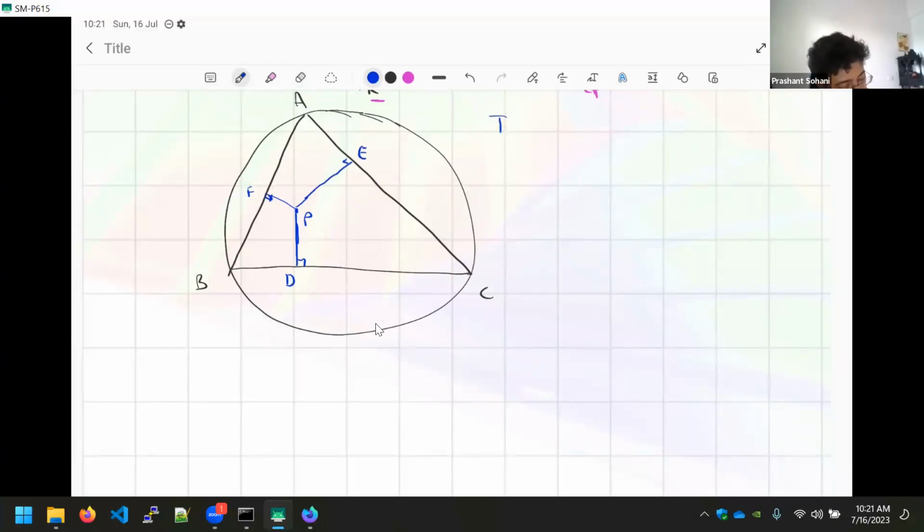Okay. And so now we want to prove that area of DEF is equal to 1/4 of the... this is what we want to prove. So let me give you some time to think before we start with any solution. Let everybody explore their own ideas on how we can approach this problem.